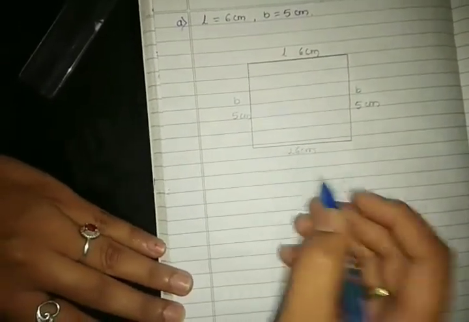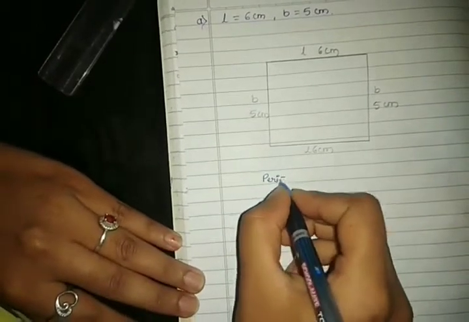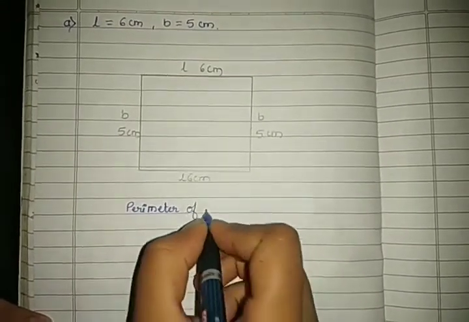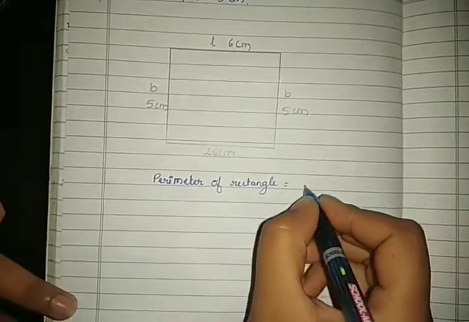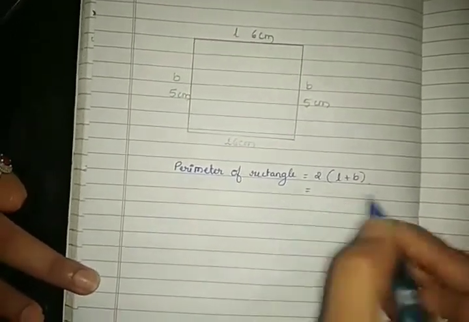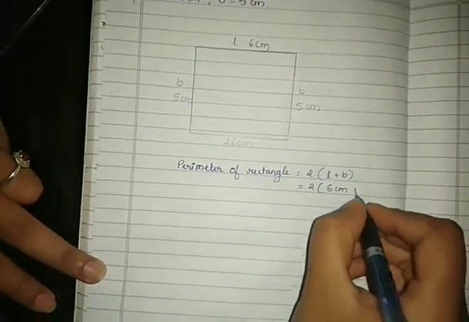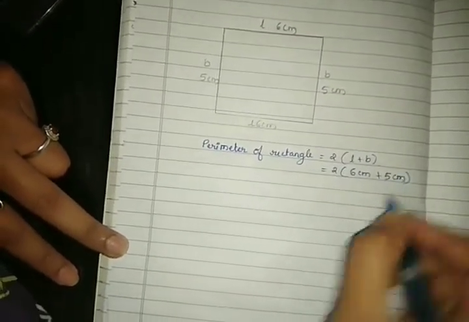What is the formula, children? Perimeter of rectangle. Perimeter of rectangle is equal to 2 into length plus breadth. Okay. Now write here 2. Length is 6 centimeter. So write here 6 centimeter plus breadth is 5 centimeter. Yes. Write breadth 5 centimeter.